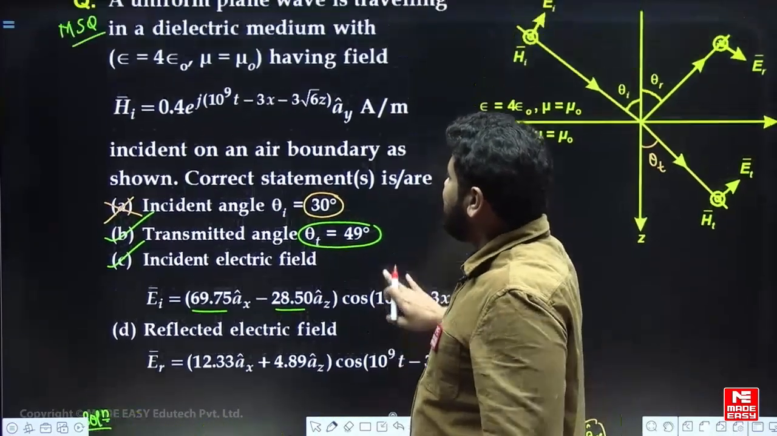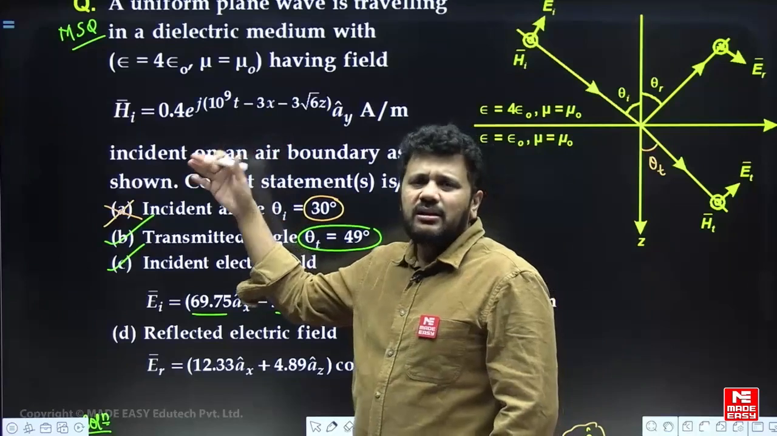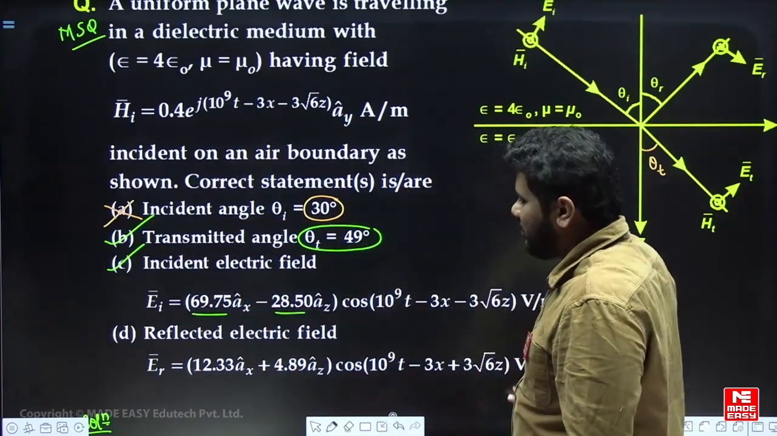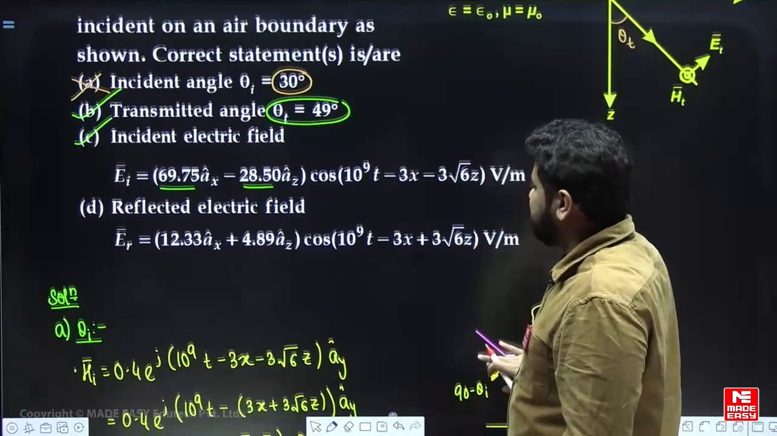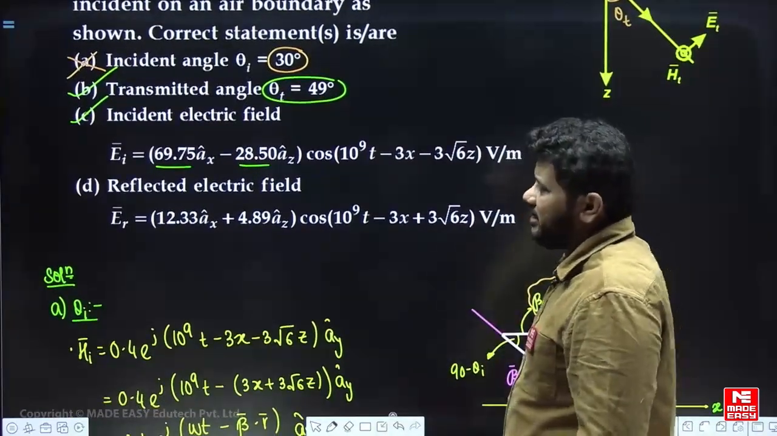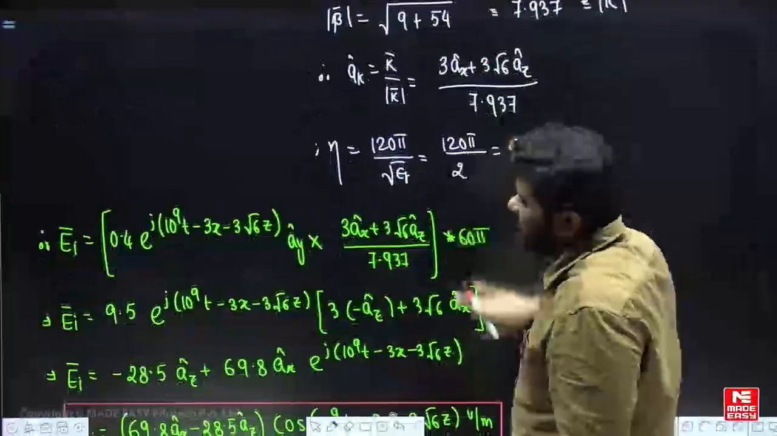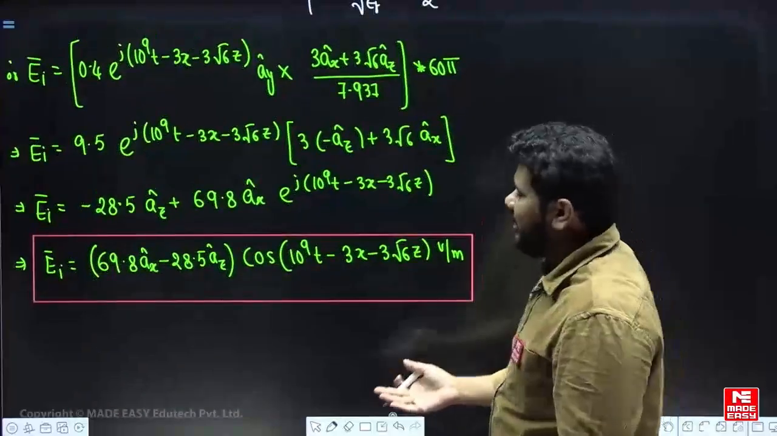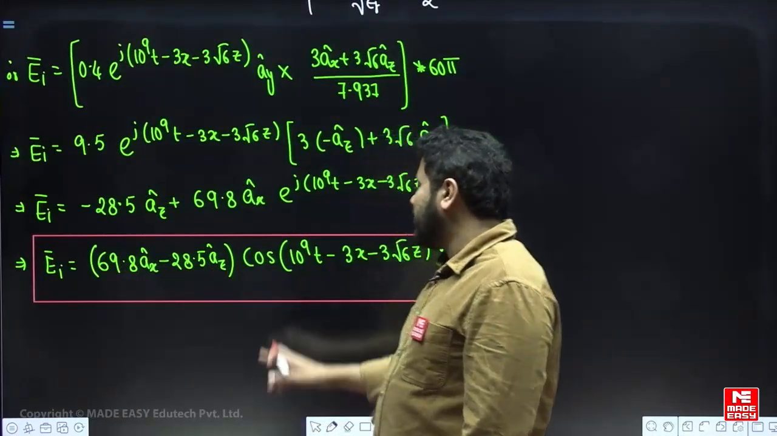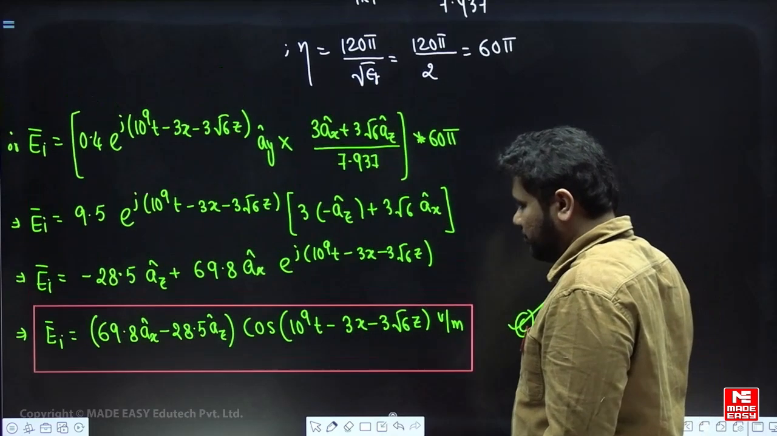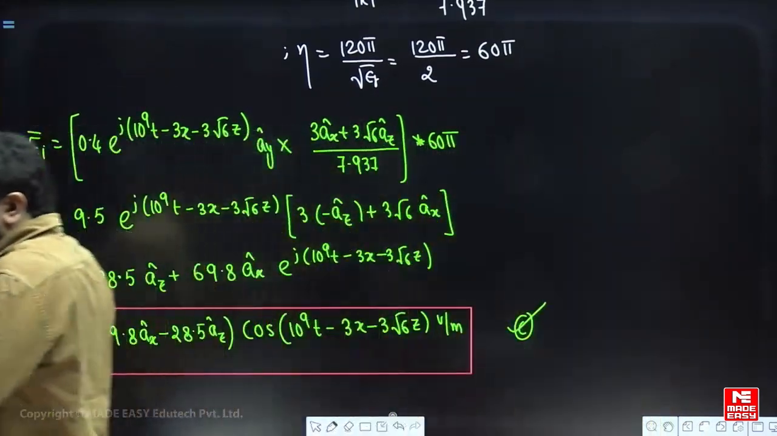In the options, if you see, they have basically taken the real term, so we have taken the real part. That means option C is correct. If you recheck, they have got 69.75, we have got 69.8, so it is fair enough, and minus 28.5, the rest is same. So option C is absolutely correct, there is no doubt about it.